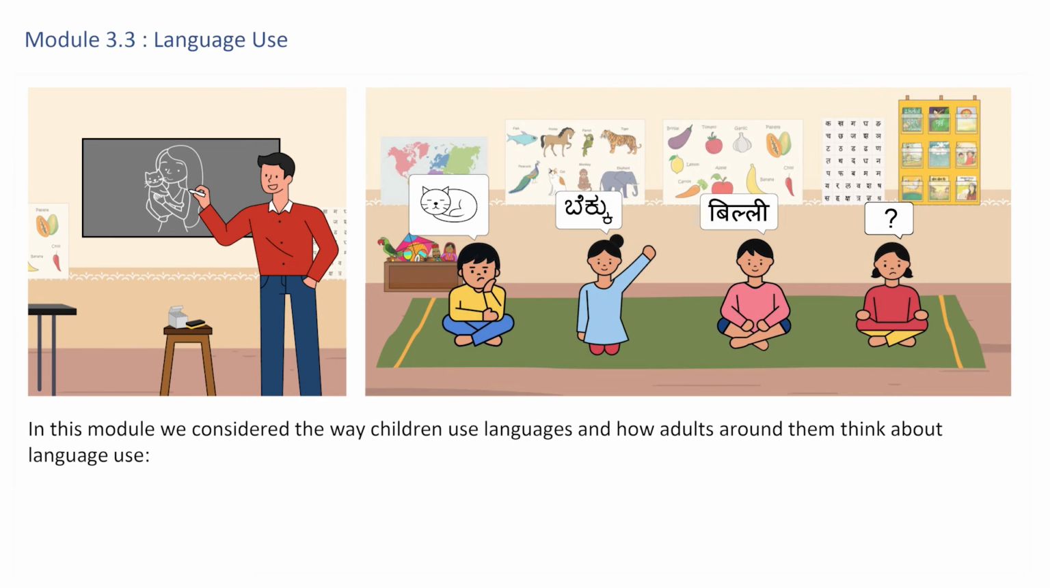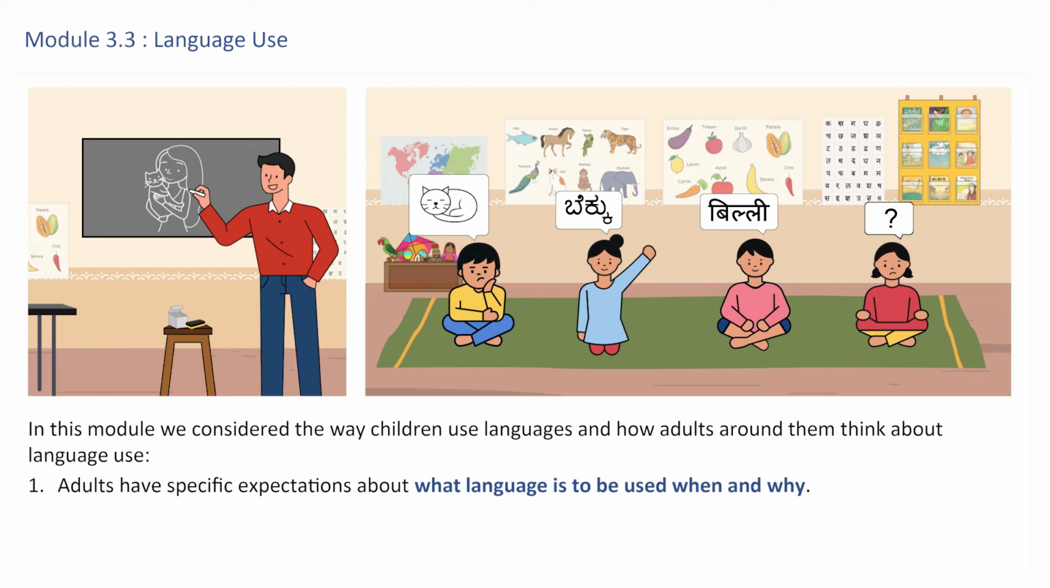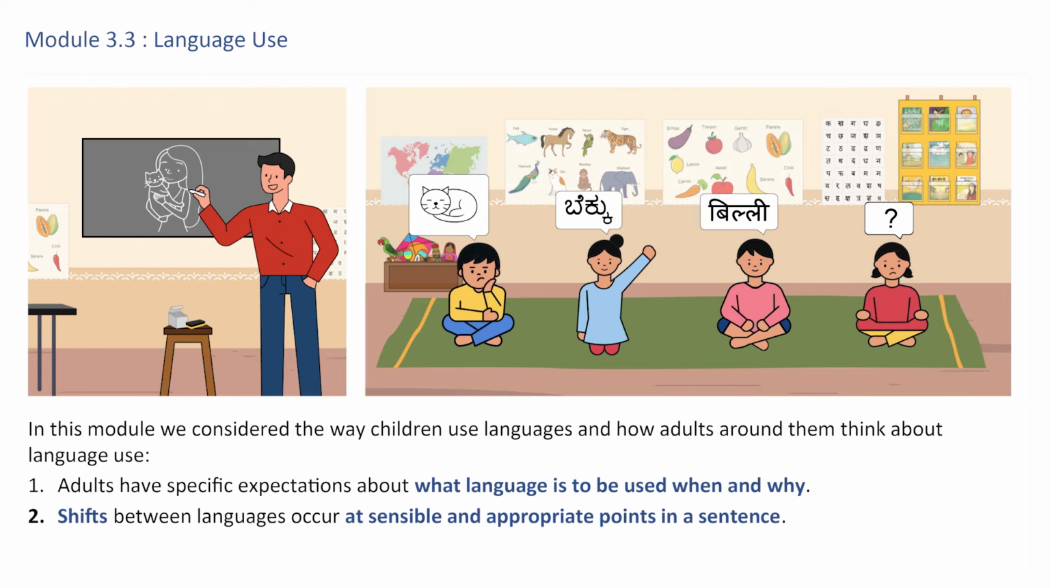In this module, we considered the way children use languages and how adults around them think about language use. Adults have specific expectations about what language is to be used, when, and why. Shifts between languages occur at sensible and appropriate points in a sentence. Translanguaging is not a random act but has deep grammatical structures.